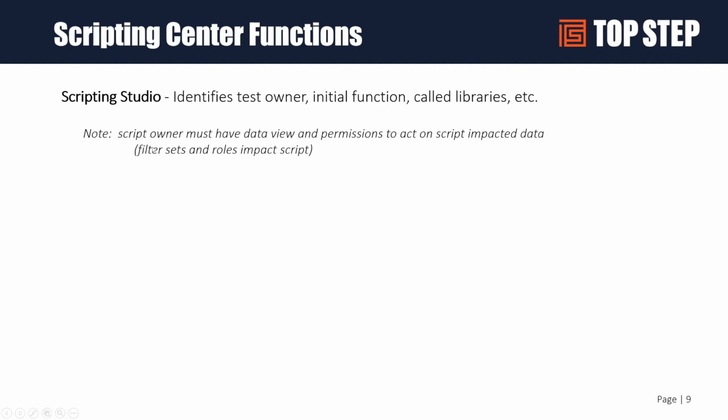The next item is the script owner. Now, one thing to note here is that the script owner must have data view and permissions to act on script impacted data. So whoever's writing the script, the filter sets and their role impact the script. So if an individual is creating or running the script, it won't act on anything that they can't already see based on their filter sets.